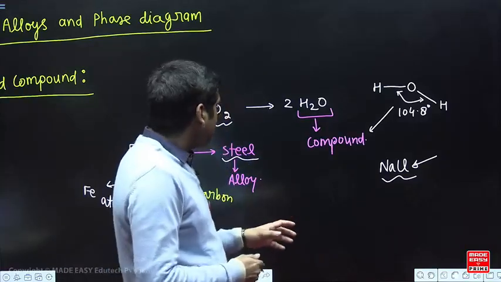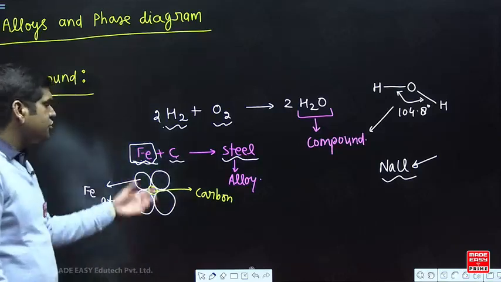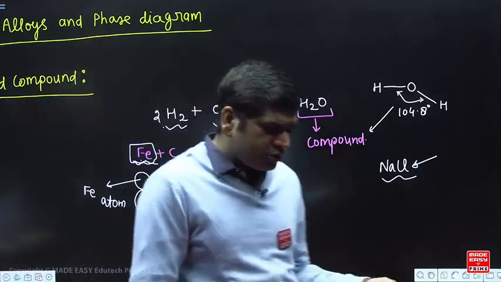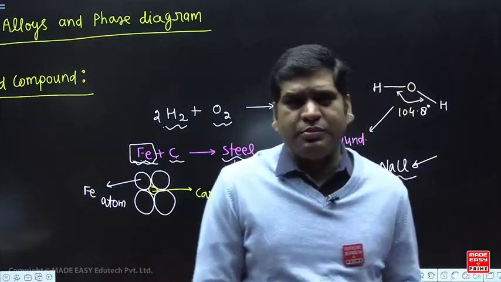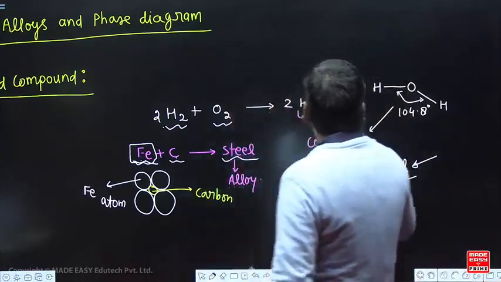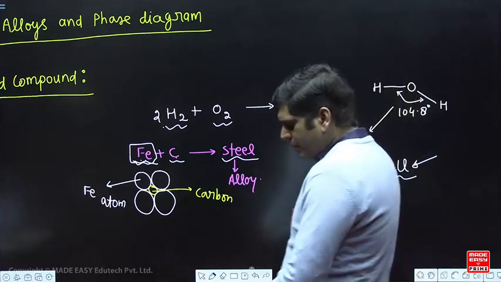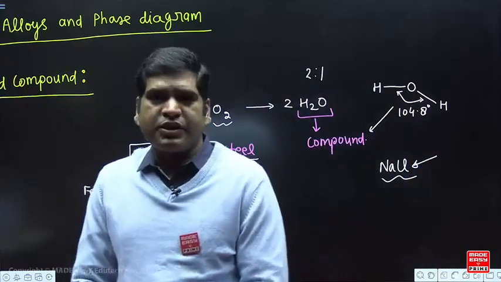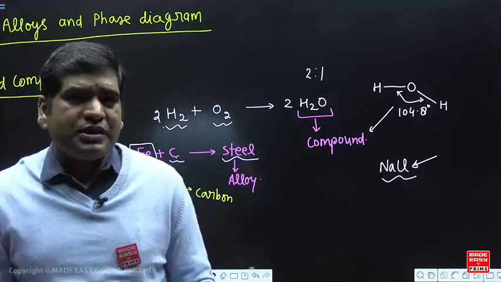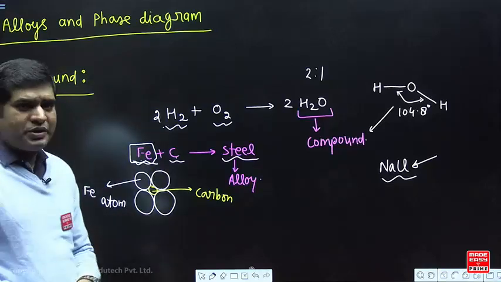In the alloy, percentage component of the constituent elements can be varied. You can add 0.1% carbon, 0.2% carbon, 0.3, 0.4, 0.5, like that. So percentage component can be varied, but in compound, percentage component is fixed. Atomic weight percentage is fixed, that cannot be varied. So these are certain differences between alloy and compound. You should be knowing these differences.